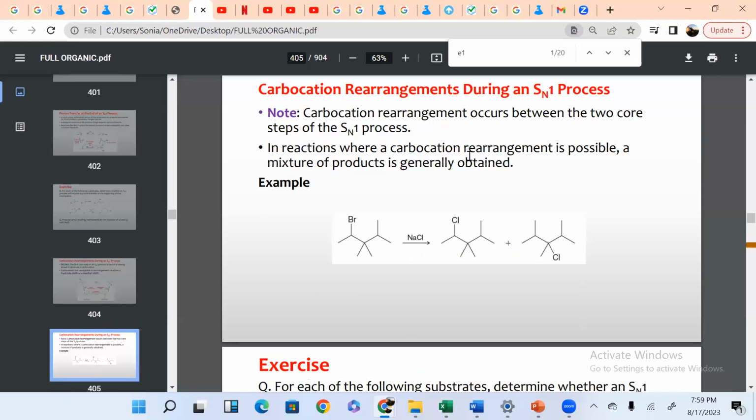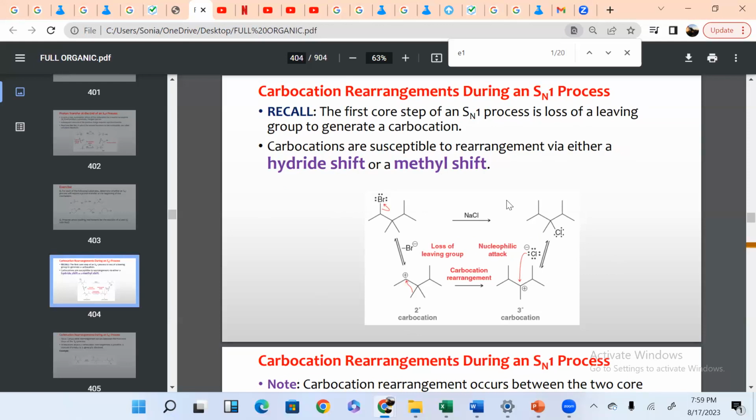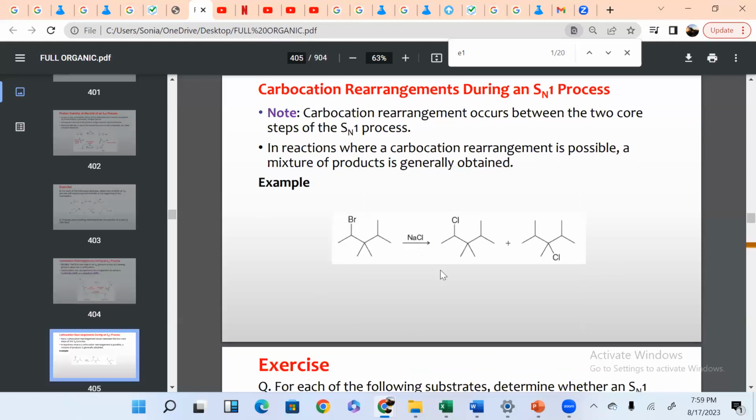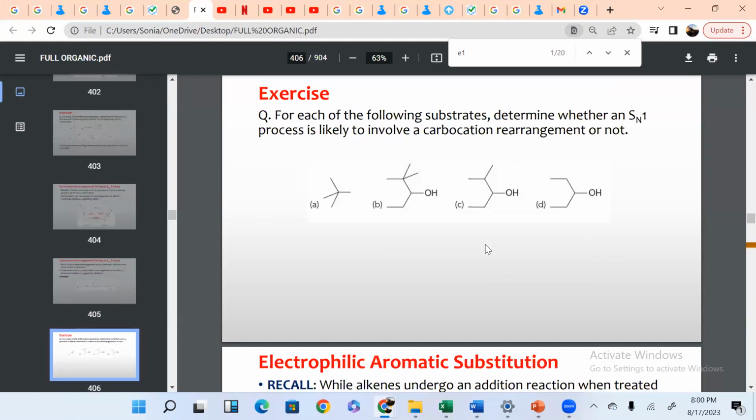So in reactions where a carbocation rearrangement is possible, a mixture of products is obtained. Like you can see here, this is the exact product that we had here. You can see this is the same as this. So they're saying a mixture of products is obtained. The product we should obtain if the secondary carbocation did not undergo a methyl shift, this is the product that will be obtained. Then this is the product that is obtained after the methyl shift occurs. Yes.